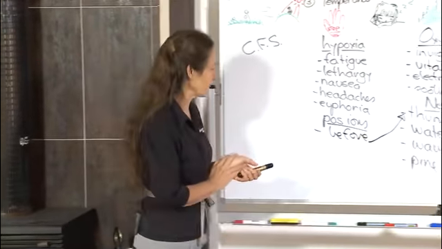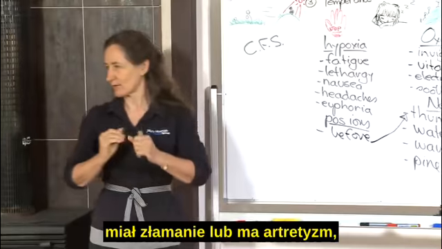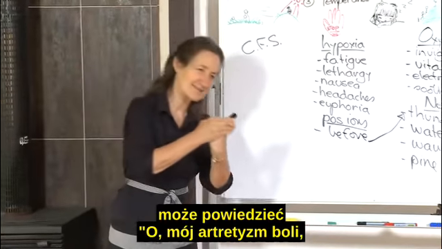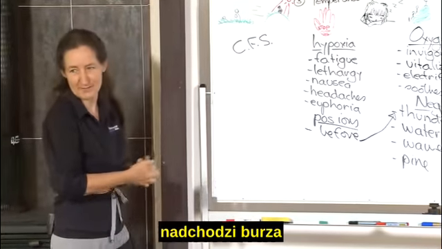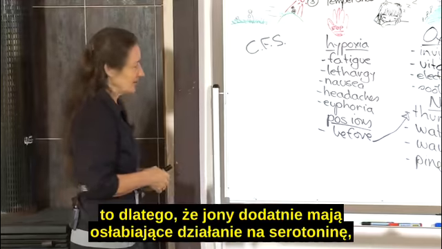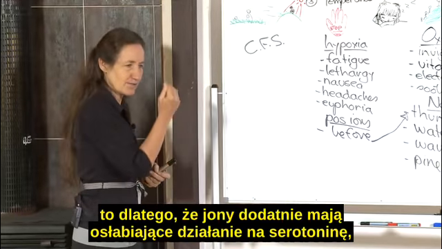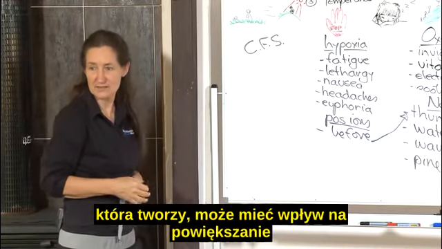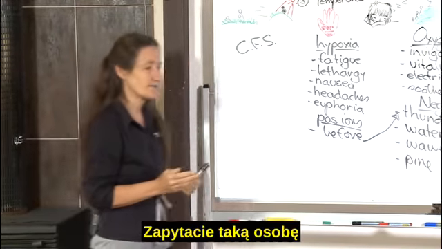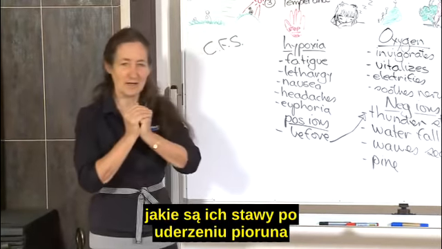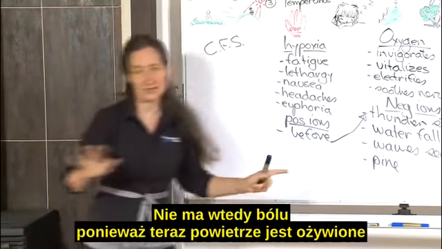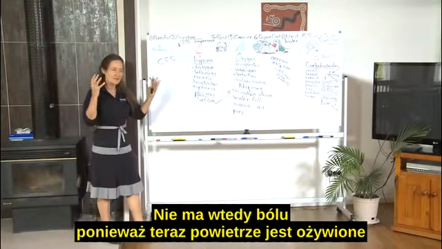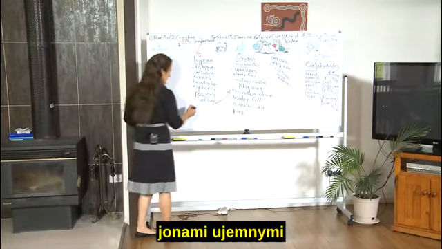And if a person has had a broken bone or has got arthritis, they'll say, oh, my arthritis is hurting. There must be a storm coming. I think we've heard that. That's because the positive ions have a depressing effect on the serotonin, which can have effect to increase inflammation. You ask the person what their joints are like once the thunderstorm hits, there's no pain then, because now the air is alive with negative ions.